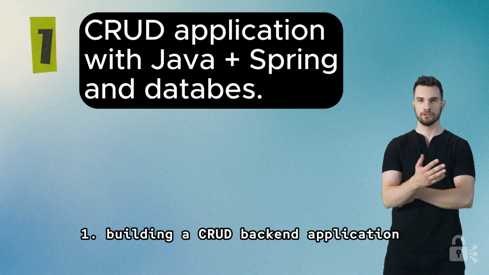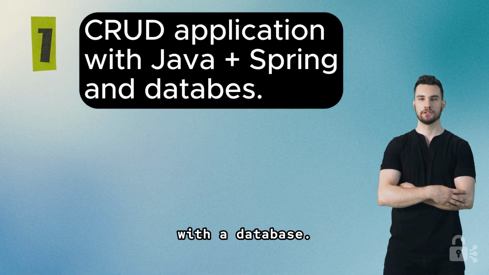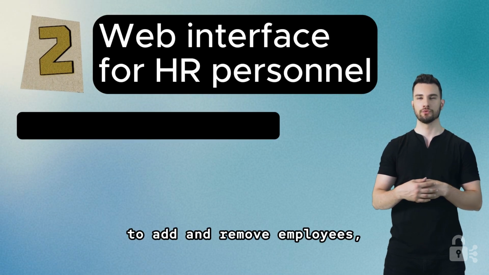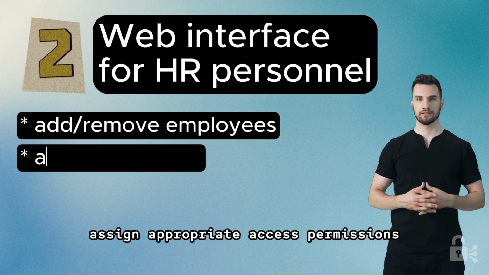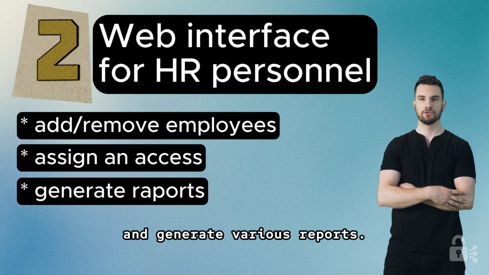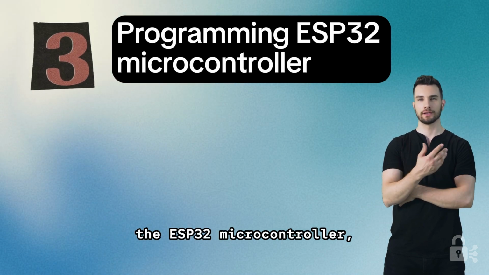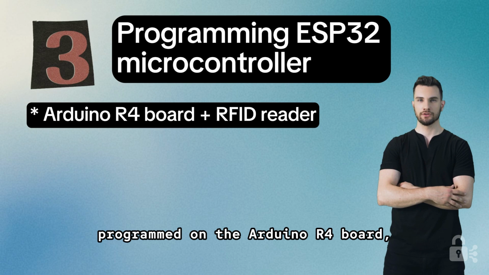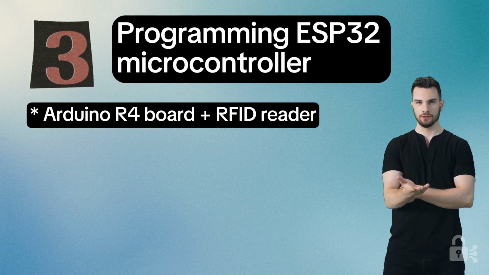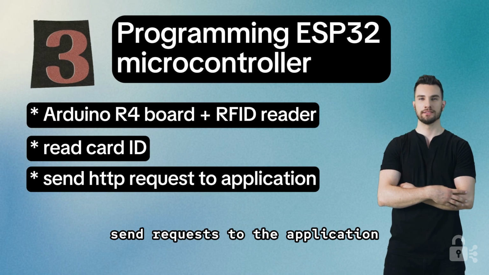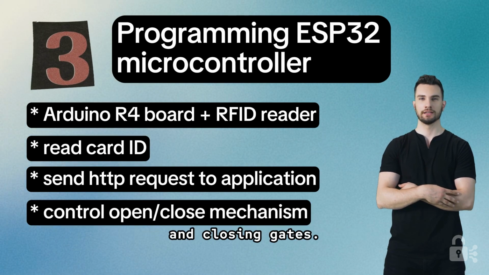The project included 3 sections. 1. Building a CRUD backend application with a database. 2. Creating a web interface for HR personnel to add and remove employees, assign appropriate access permissions, and generate various reports. 3. Developing hardware based on the ESP32 microcontroller, programmed on the Arduino R4 board, with an RFID card reader. The hardware was built to read employees' card IDs and send requests to the application and then control the mechanisms for opening and closing gates.